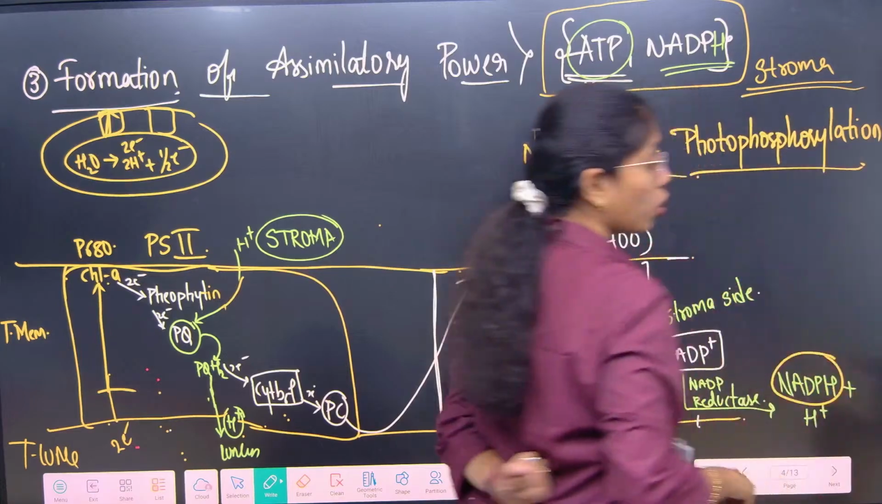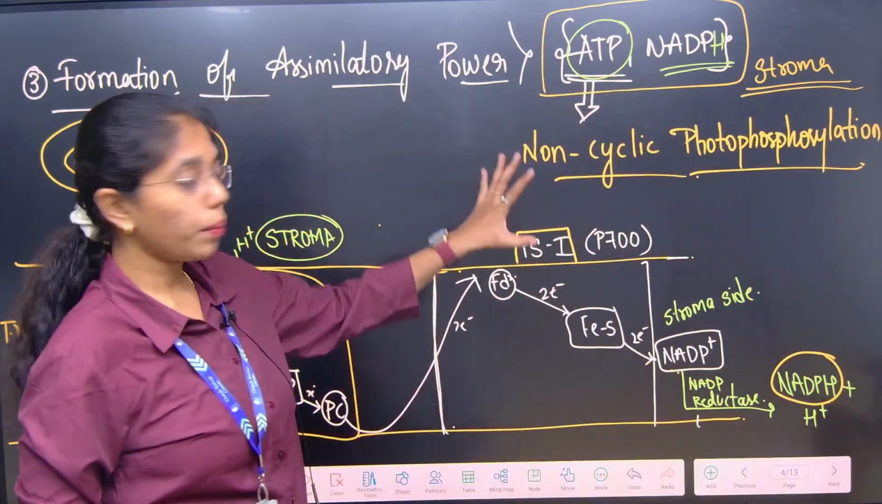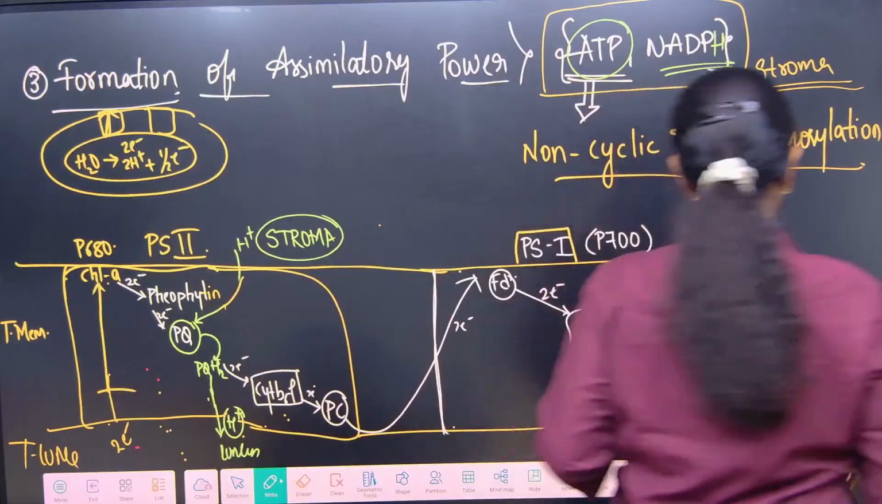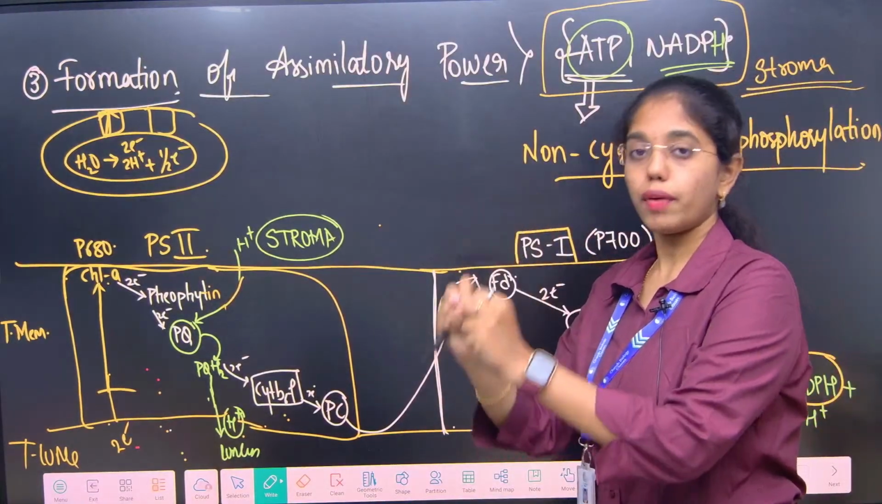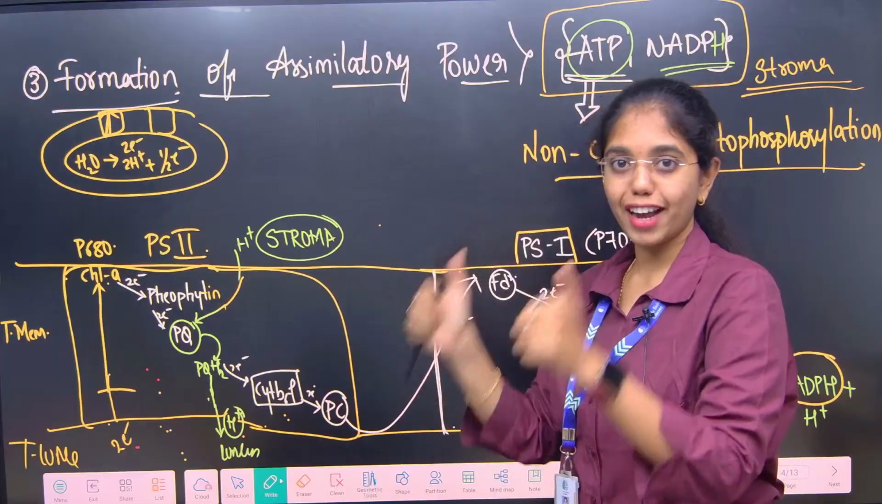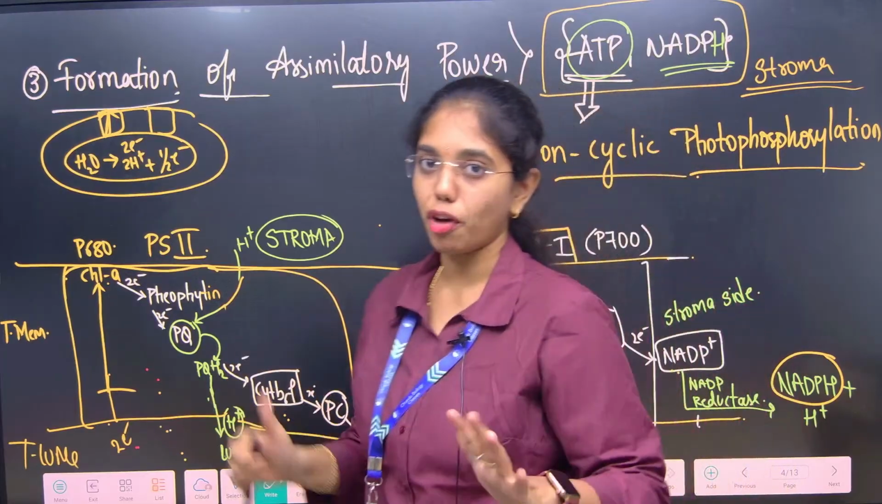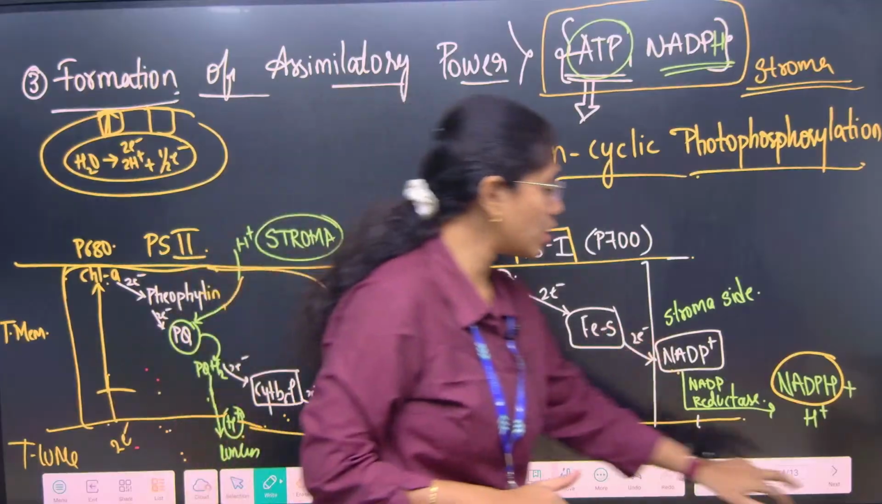Stroma of the chloroplast. Okay, remember this. So, now in the stroma of the chloroplast, we have the complete energy which is required for the formation of glucose. Now, we are ready, all set for the formation of glucose. Now, how will this happen?